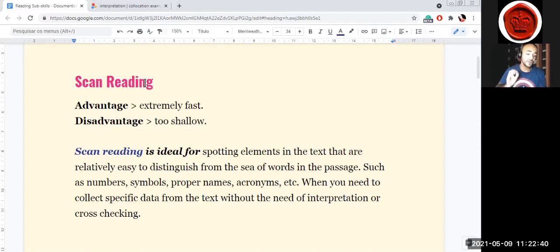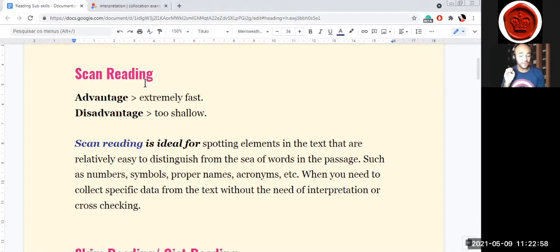That's why it says here: scan reading is ideal for spotting elements in the text that are relatively easy to distinguish from the sea of words in the passage, such as numbers, symbols, proper names, acronyms, etc. It is used when you need to collect specific data from the text without the need for interpretation or cross-checking. Sometimes you need to cross-check information, to verify a piece of information referred to in one part of the text against other pieces of information in other parts of the text. So you will probably need to quickly isolate these items and then refer to them or interpret them.